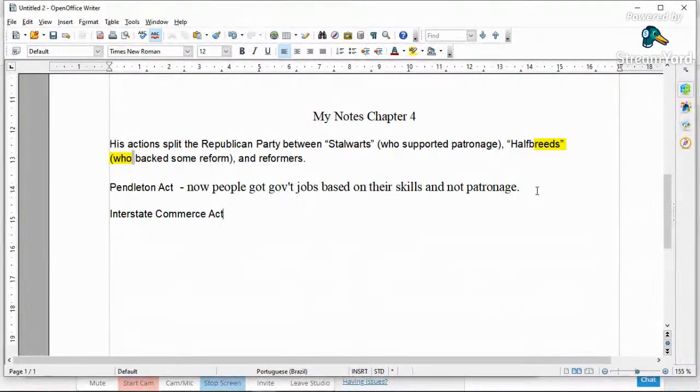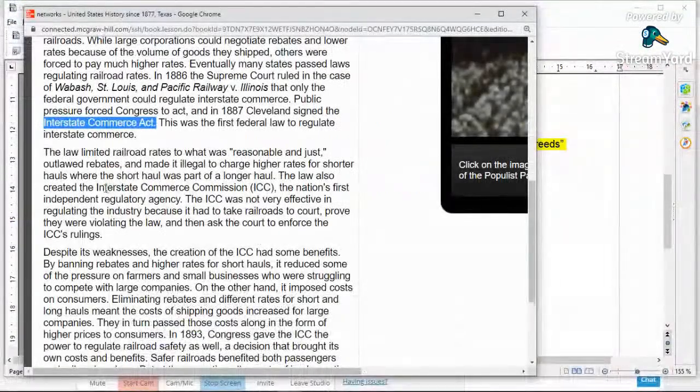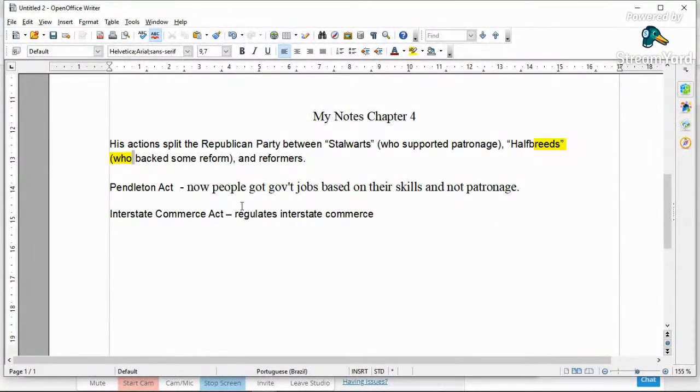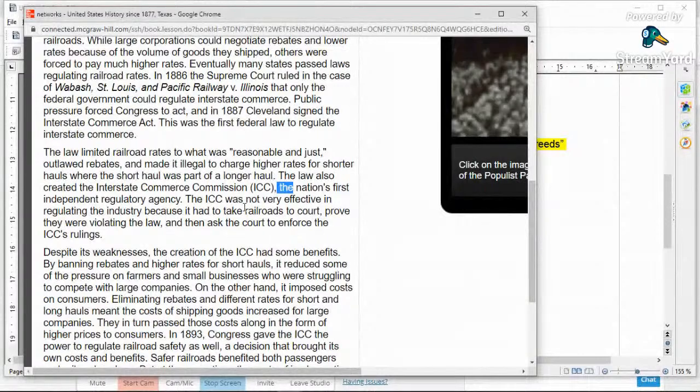ICC, what is it? It regulates interstate commerce. That's the ICC. It still exists. The ICC, Interstate Commerce Commission, was created. Okay, does that make sense? The ICC was able to regulate the railway, and it could tell the railway, look, it's not fair for you to charge these very crazy prices. And they were independent from the government. It was an independent regulatory agency, and it tried to control these railways and say, look, you cannot do what you're doing. It's illegal to charge higher rates.